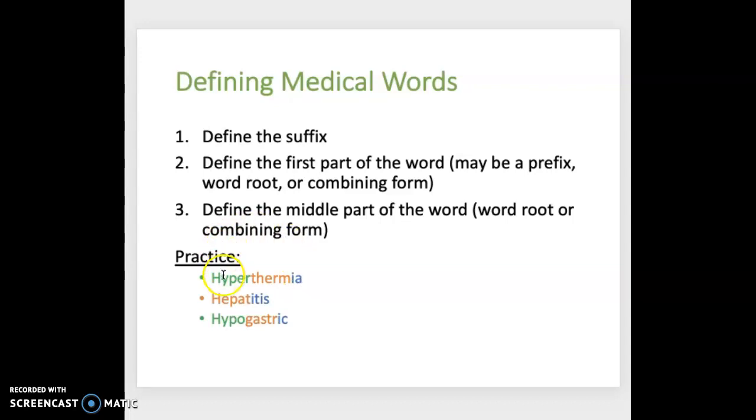Then you'll define the first part of the word. So in this case, you'll go all the way to the beginning and define the first part. The first part of the word is either a prefix, or if there's no prefix, it would be the word root or the combining form. And then lastly, you define the middle part of the word, and that's always going to be your word root or your combining form.